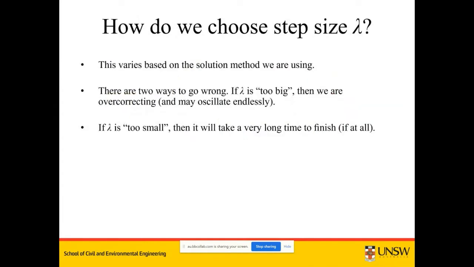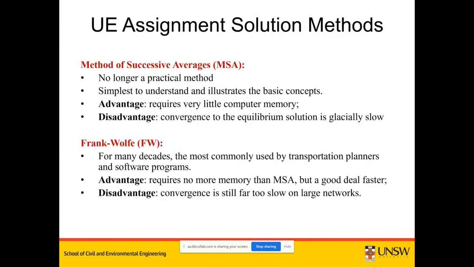But going back to that lambda value, what fraction of people should we switch from one path to the other? We talked about how we don't want to choose a very large lambda because it creates oscillation between volumes from one iteration to another, and we don't want to go very small because it takes a very long time. And that leads to these two methods. One is called the method of successive averages. That's a very commonly used method in the literature. So if you want to apply a very simple method, MSA is the best.